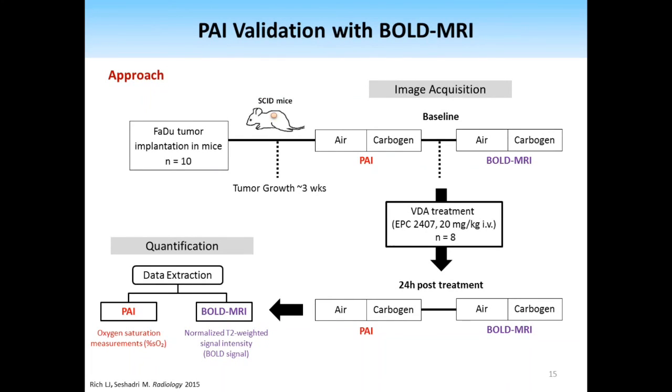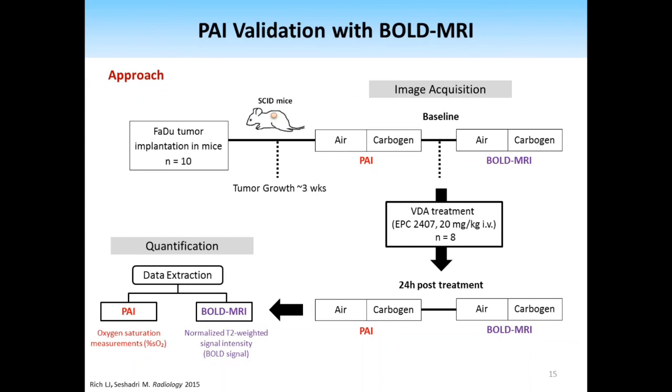For the first validation study, we wanted to see how well photoacoustic imaging can detect changes in tumors following carbogen gas inhalation, and how they compare to BOLD-MRI. These studies were performed in SCID mice, so severe combined immunodeficient mice. These mice lack immune systems. The reason we did that is this way we can take tumors from humans and implant them into the mice, and they grow without being rejected by the host immune system.